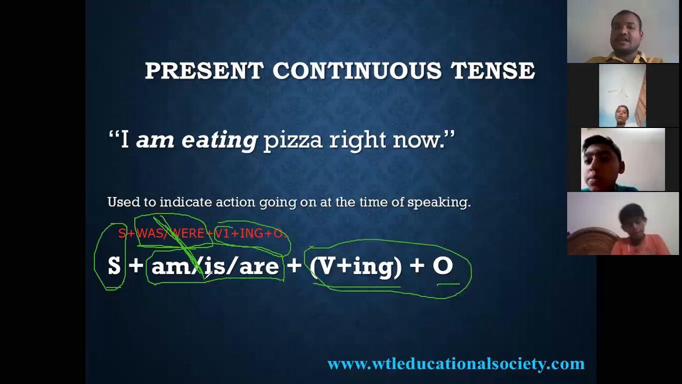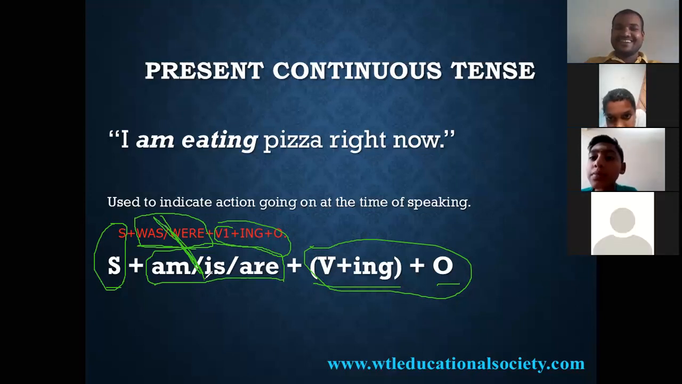What is another name for helping verbs? Main verb? Pronouns? No. Helping verbs are also known as auxiliary verbs. Auxiliary verb. Very good.